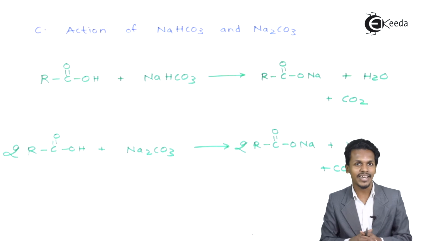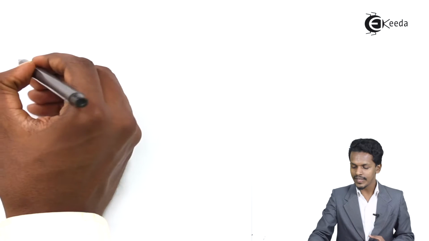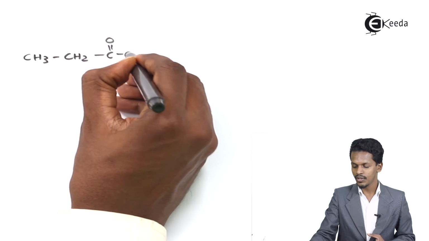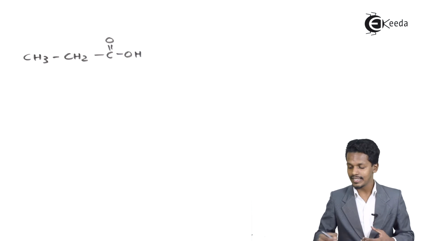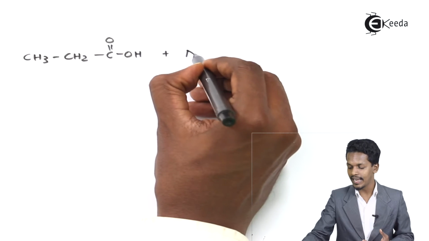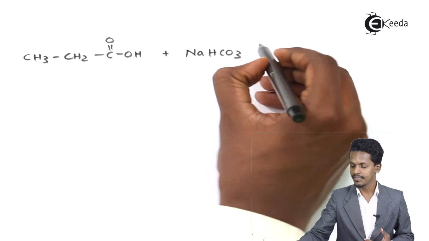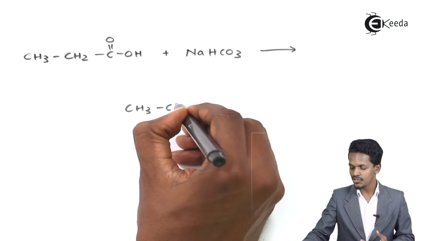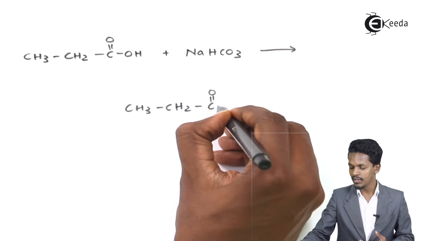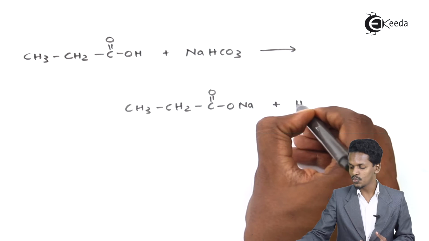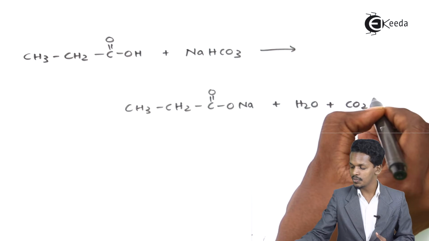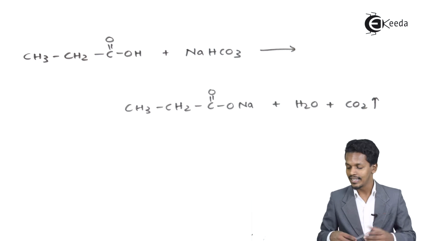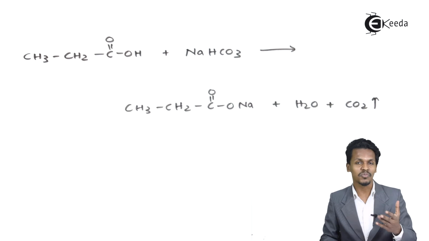Now let me give you the example related to this reaction. Suppose I have considered CH3CH2C double bond OH. This is known as propionic acid, and suppose it reacts with NaHCO3. The reaction proceeds in such a manner that the product we could get is CH3CH2C double bond ONa along with H2O, and carbon dioxide is also evolved during this reaction, and that is how we get the product, the sodium salt of propionic acid. So this is what the reaction is, and now let us move on to the next one.